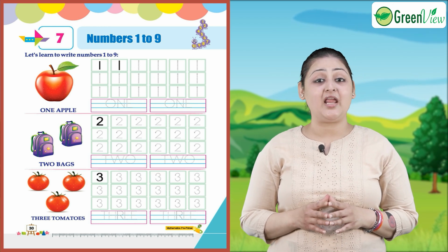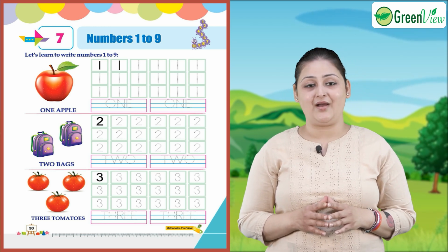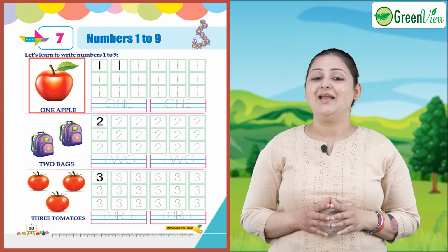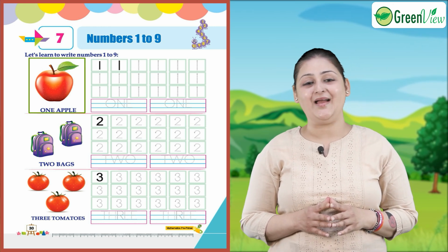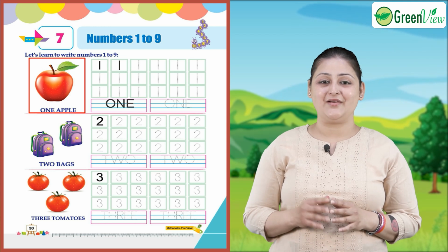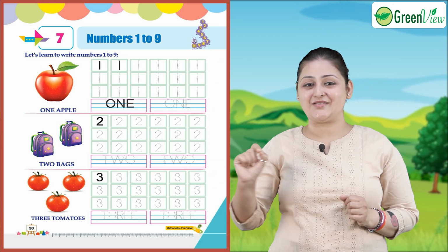What is the number name for 1? Is O-N-E 1. So 1 apple. Now trace the tracing dots and write O-N-E 1. Very good. 2. How to write 2?